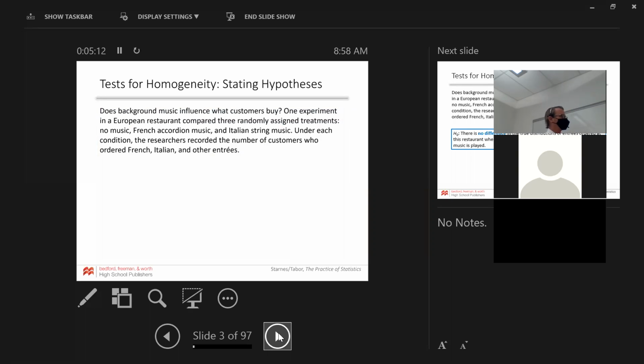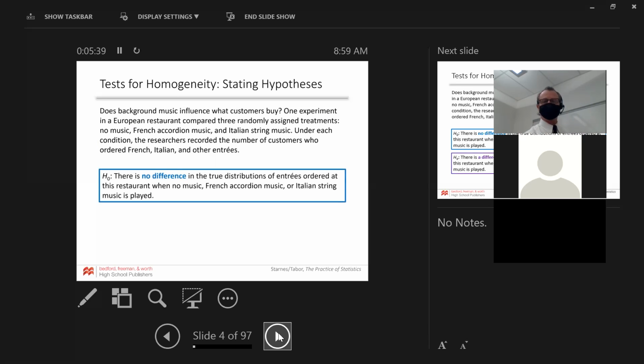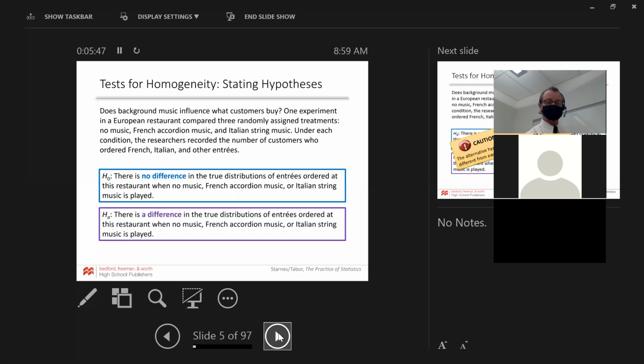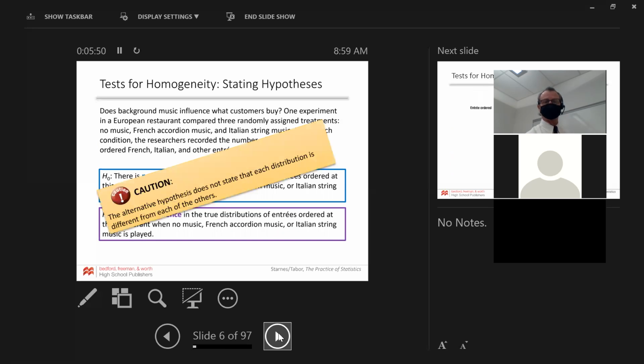So here's an example. If you have background music on in your restaurant, could you influence what kind of meal the people buy? So this is some magic restaurant that has French, Italian, and other entrees. Does that make sense? No. Why would you pick a motif for your restaurant? It's trying to be all things to all people. So the null is there's no difference for what the entree order is compared to the music. The alternate is there is a difference.